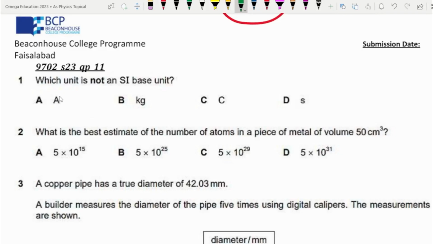So here we have the next question: which is not an SI unit? Amperes is the SI unit of current, kilograms is the SI unit of mass, and coulombs is not an SI unit. Why? Because it is not in the table of 7 base units. Only the units that we have written in the table for the base units are your base units, and coulomb is not a base unit. As a matter of fact, coulomb is a derived unit, and it is written as amperes times seconds. In base units, we write it as A s.